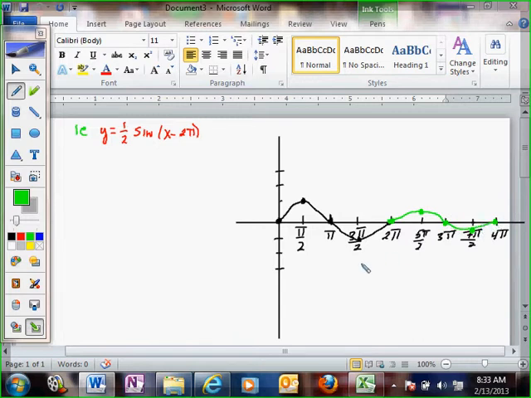That's it. And so what I have here is basically it was shifted to the right 2 pi units, and it had a vertical shrink, flattened out a little bit. And I am going to do one more, and I am done.